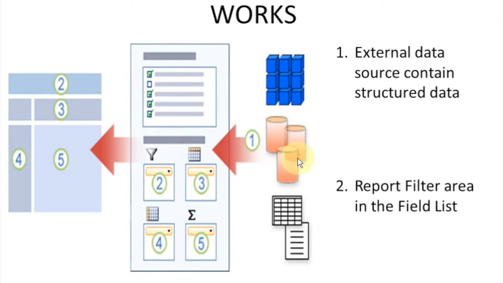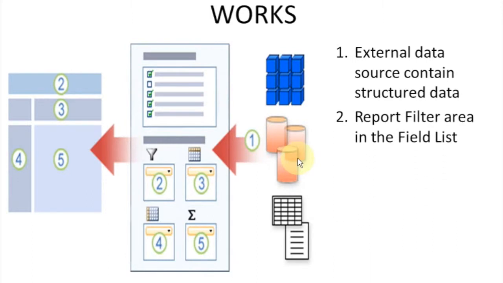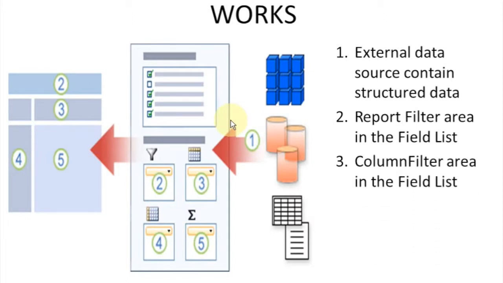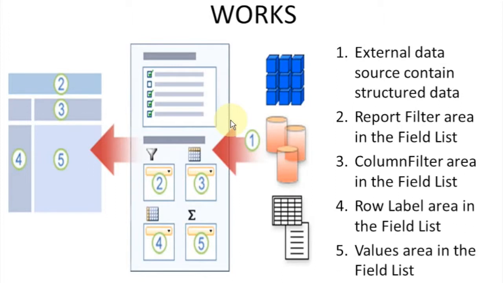Second, report filter area in the field list. Moving a field to the report filter area in the field list simultaneously moves the field to the report filter area in the pivot table report. Similarly, moving a field to the column label area in the field list simultaneously moves the field to the column label area in the pivot table report. It works the same way for row label area and values area.